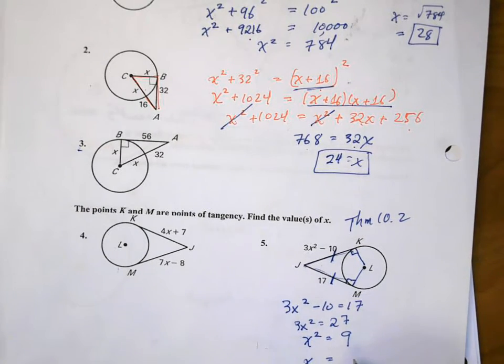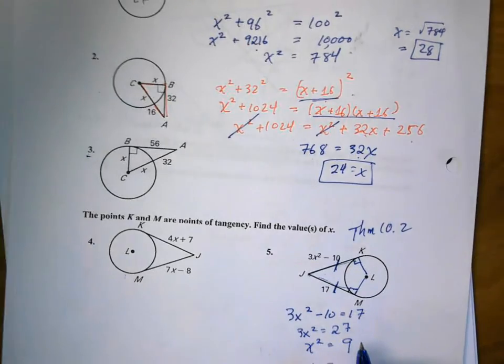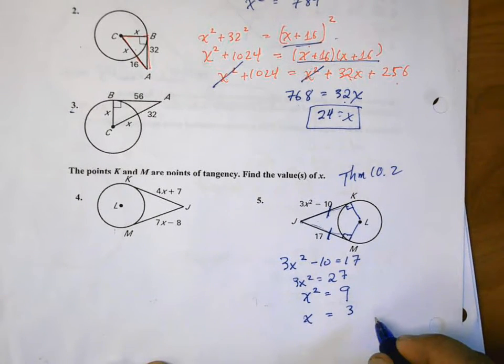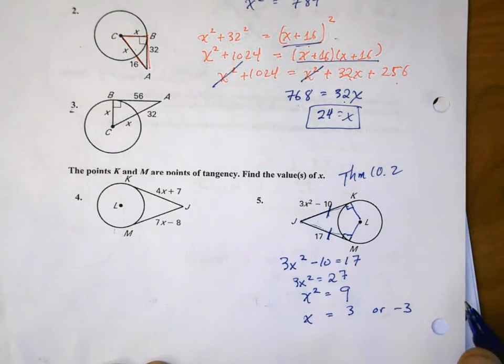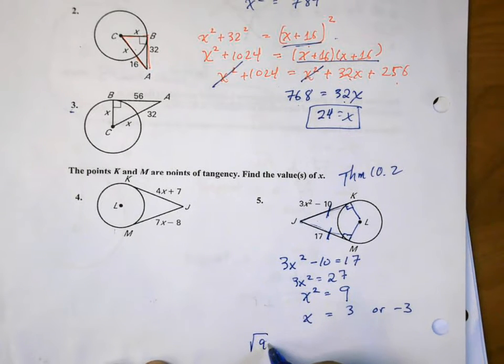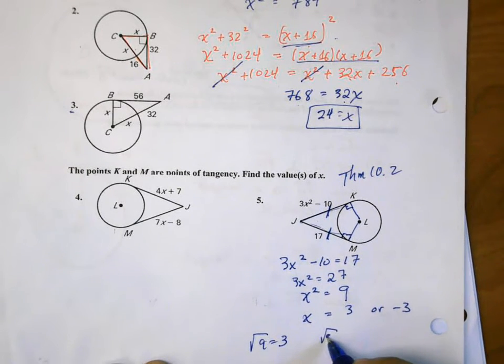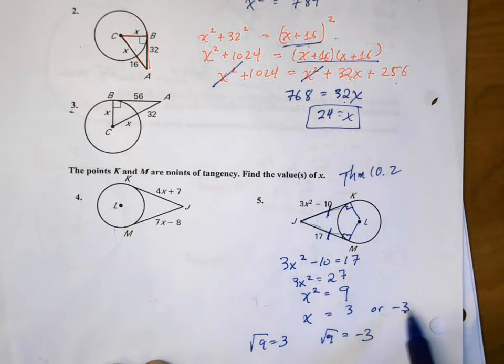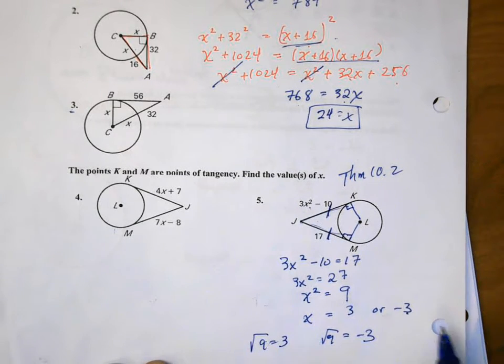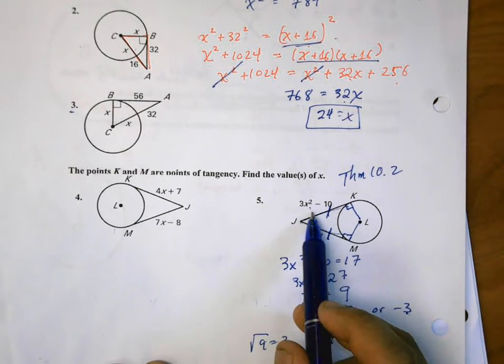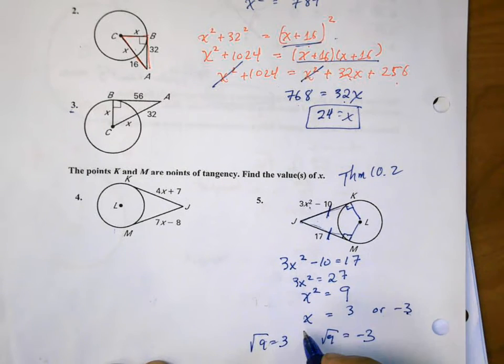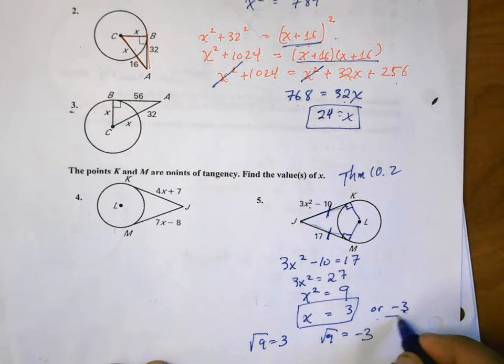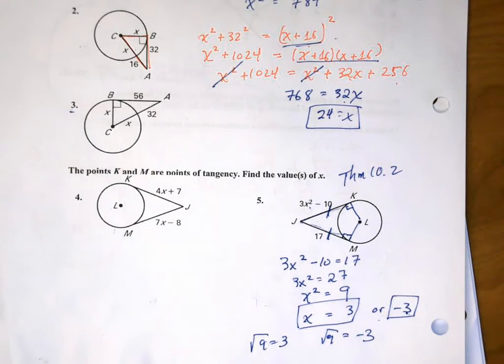And that means x is equal to the square root of 9, which in this case is 3 or negative 3. Both of them work, okay, because the square root of 9 is equal to 3, and the square root of 9 is also equal to negative 3. And when you substitute this number back into the original expression, it also works. So if you put negative 3 in for x, you do in fact get 17. So both of these are correct answers.